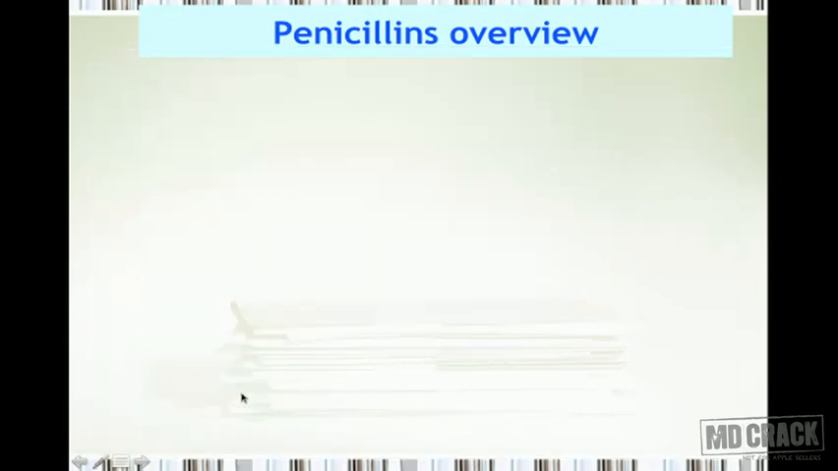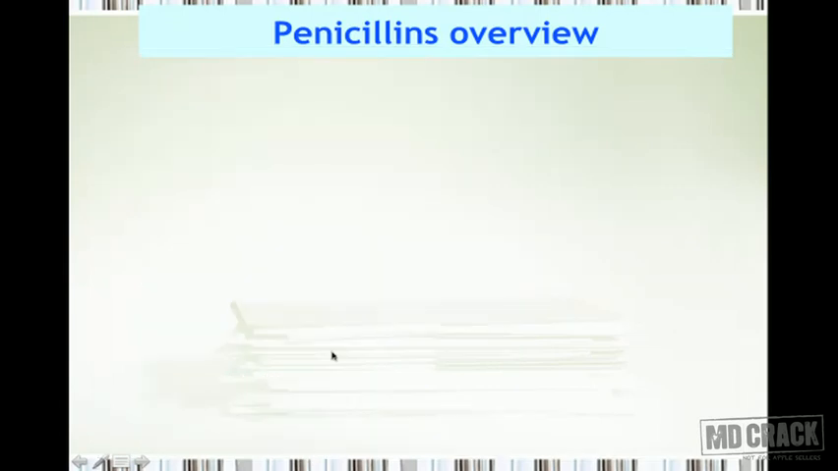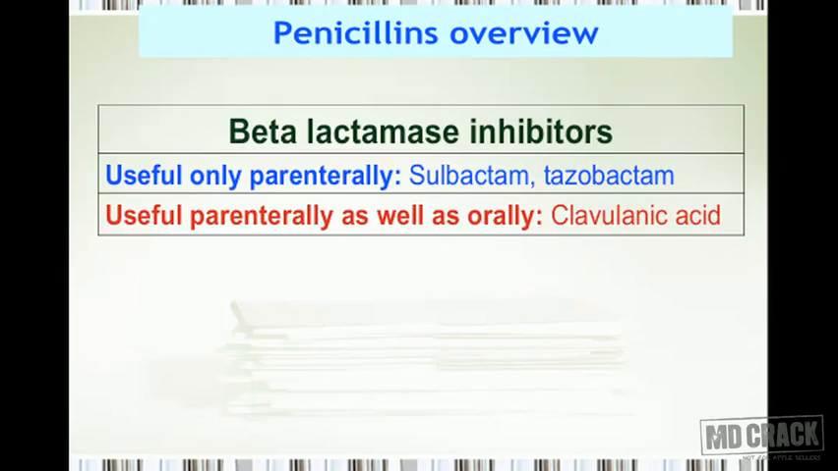The next group was penicillinase-resistant penicillins, and these were methicillin, oxacillin, cloxacillin, nafcillin, quinacillin. What did they do? They were resistant to the enzyme beta-lactamase, so they were useful against the beta-lactamase producing organisms. The next slide is showing you beta-lactamase inhibitors: useful by parenteral route, sulbactam and tazobactam, and useful by oral route as well as parenteral is clavulanic acid.